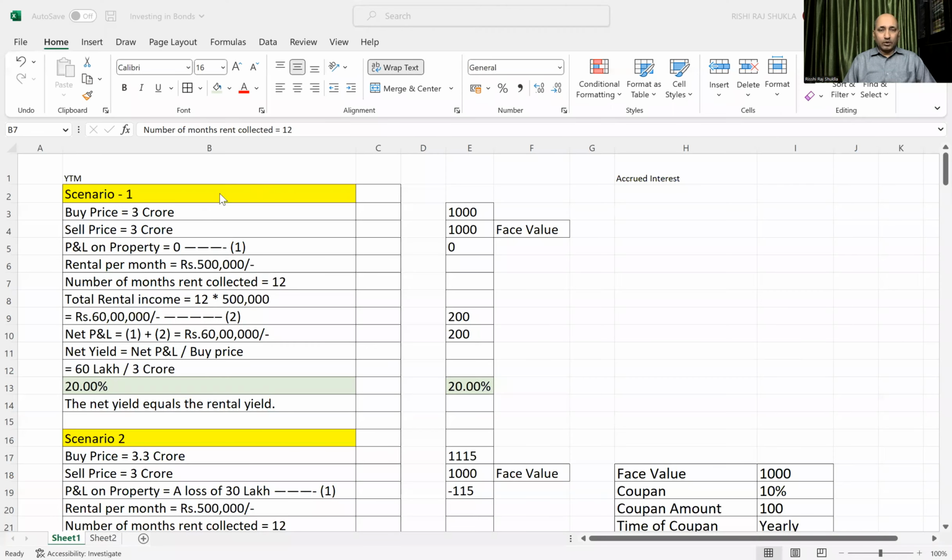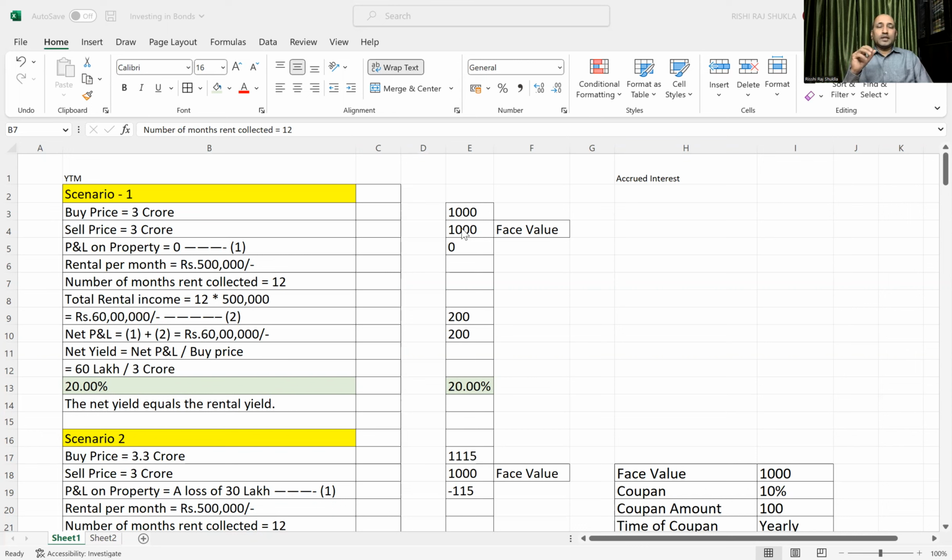In this scenario one we have seen buy price 3 crore, sell price the same 3 crore. So profit on property will be zero, because profit is equal to sell price minus buy price, 3 crore minus 3 crore, which is zero. Now second thing, rental per month is 5 lakh because it is 20% as assumed. The number of months rent collected is 12, so total rental income is 12 into 5, which is 60 lakhs. So net profit and loss is 0 plus 60 lakh. So the total will be 60 lakh only.